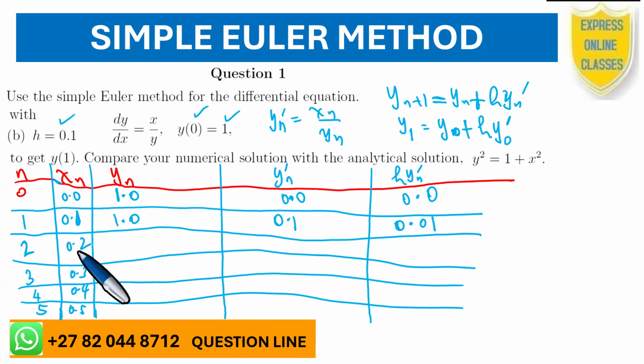Okay, let's continue, please. Then when you have 0.2, right, so we need to get the next y, because this is already x2. For n equals 2 is x2. Then it's going to correspond with y2. What is y2 according to the simple Euler? y2 is y1 plus h y1 prime.